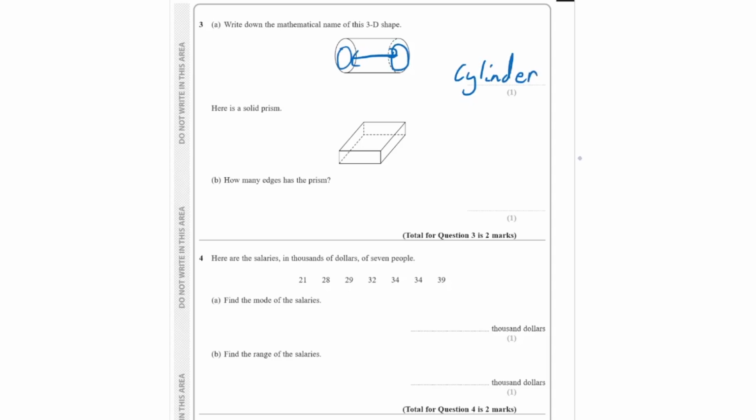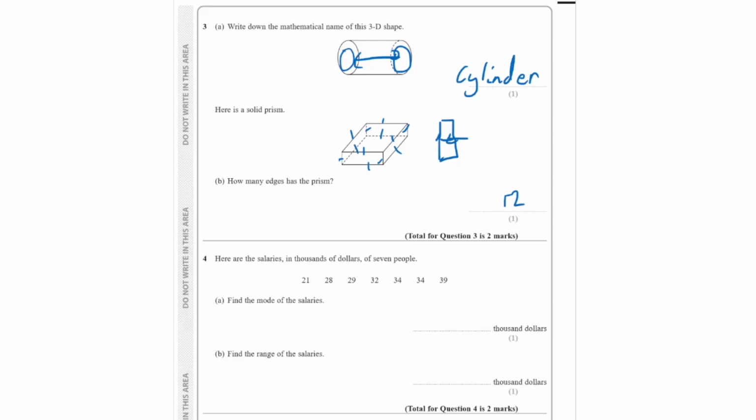Here is a solid prism. How many edges has the prism? So an edge is where two faces connect. So this here is an edge. So we can count here. 1, 2, 3, 4, 5, 6, 7, 8, 9, 10, 11, 12. That's our final answer.